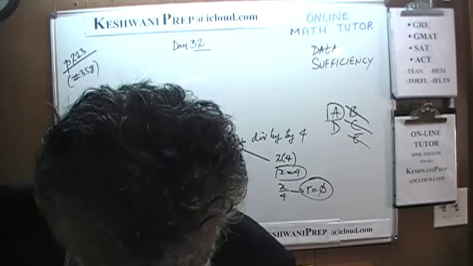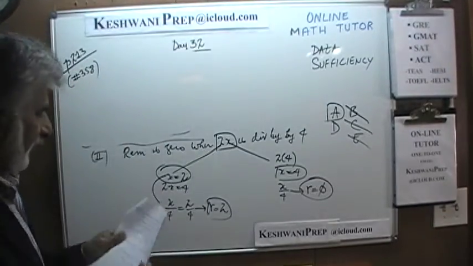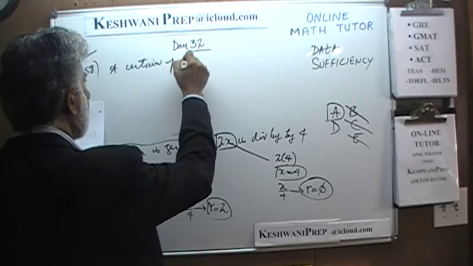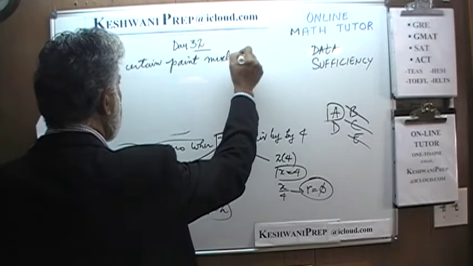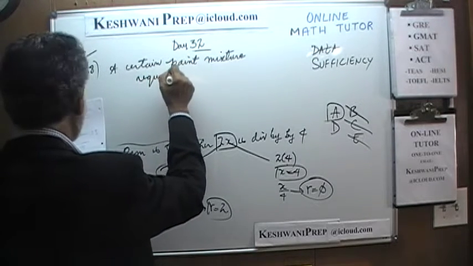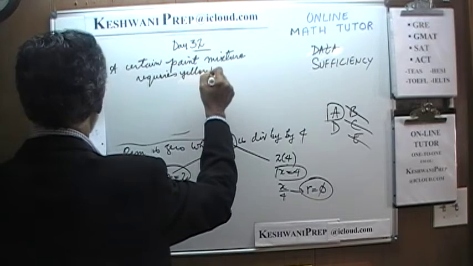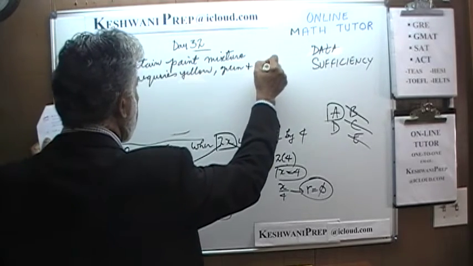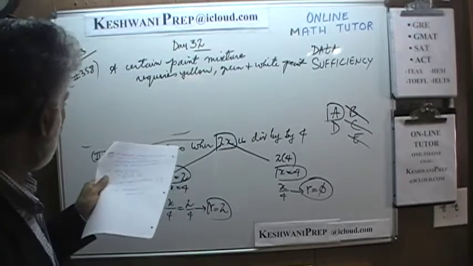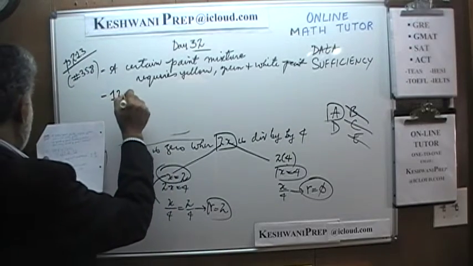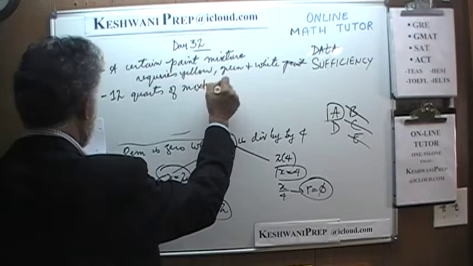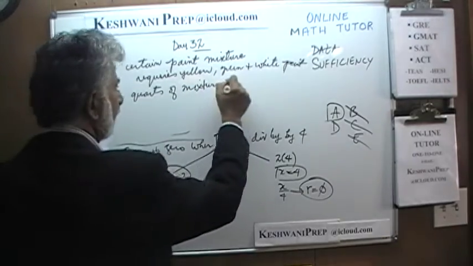358 says that we are doing some painting job. It says a certain paint mixture requires yellow, green, and white paint. We're making some paint picture which requires these three different colors. We are further told that we need 12 quarts of the mixture. 12 quarts of mixture is needed.